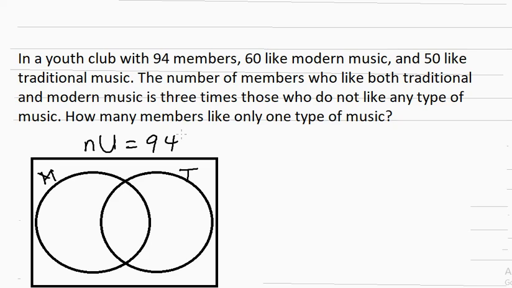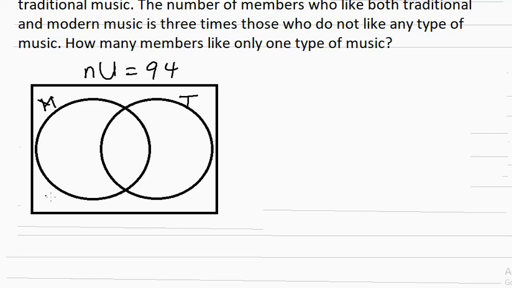Now remember, we always have to write down that of the intersection. But it happened that the intersection is not given, but rather we are told that the number of members who like both traditional and modern music, that is the intersection, is 3 times those who do not like any music. Those who do not like any music is found outside the set. So I can call that x. I'm going to write it outside the set, which represents those that don't like any music at all.